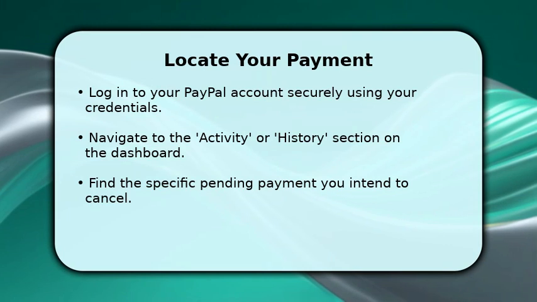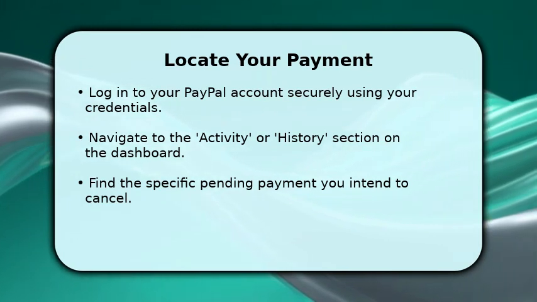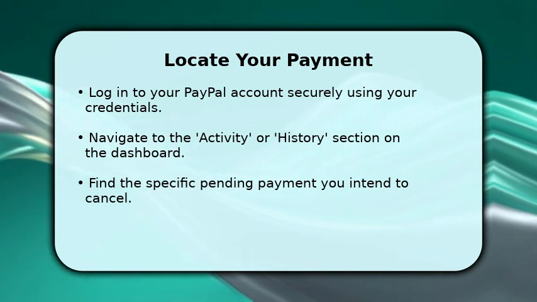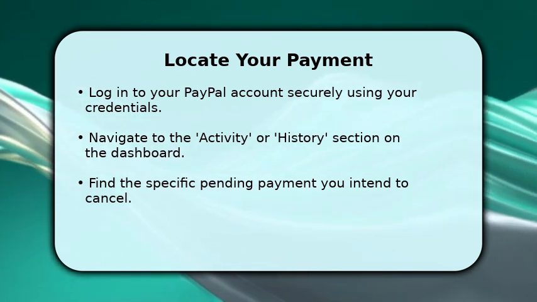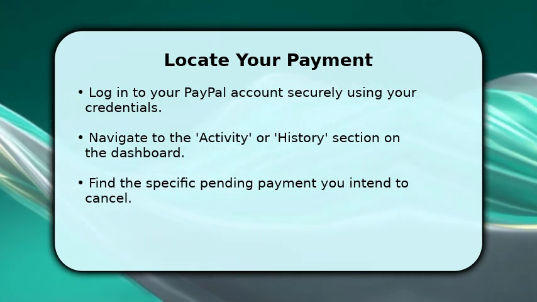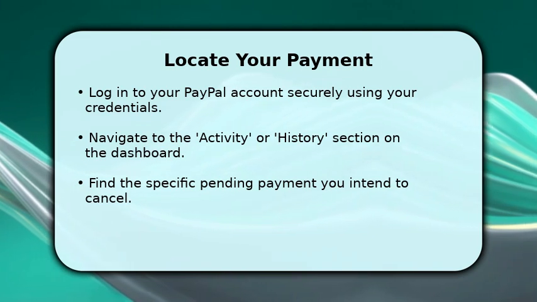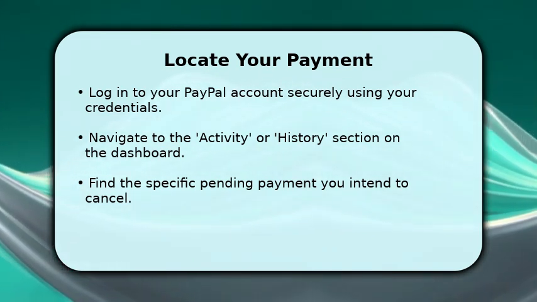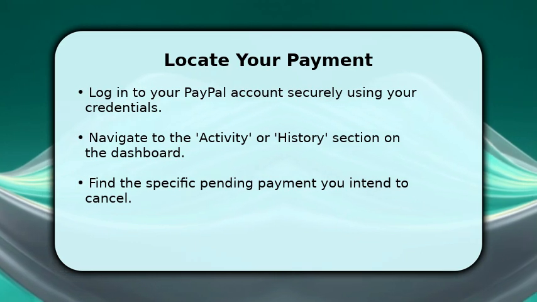Once logged in, your next step is to find the transaction. Head over to the Activity or History tab, usually found on your main dashboard. This section lists all your recent payments, both completed and pending. Carefully scroll through to identify the exact payment that is currently pending. It's vital to select the correct one to proceed with any cancellation attempts.